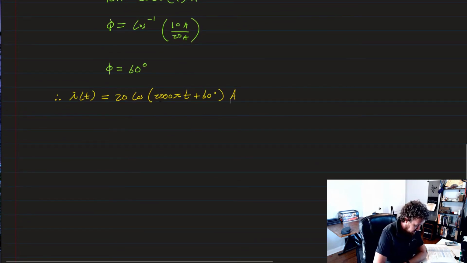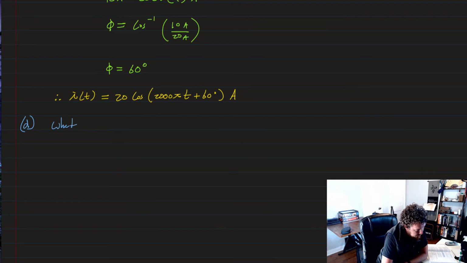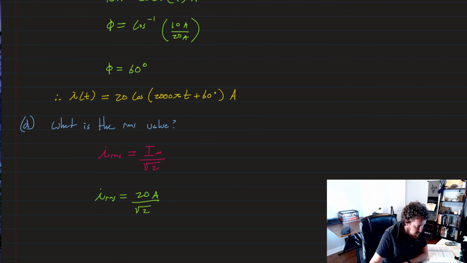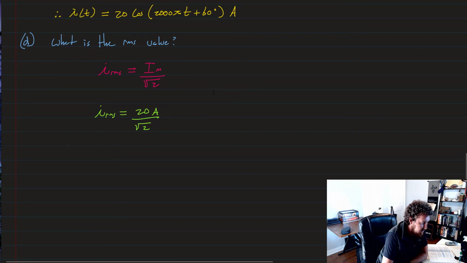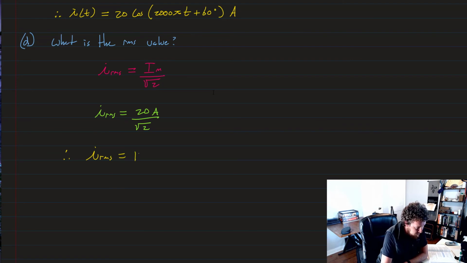Finally, part D wants us to calculate the RMS value of the current. So let's say, what is the RMS value? And from the previous video, we remember that our I sub RMS is just equal to our maximum amplitude divided by the square root of 2. Let's plug in the values that we've got. I RMS is equal to 20 amps over the square root of 2. And if you put that into your calculator, you're going to get that our I RMS is just equal to 14.14 amps. And there we go.